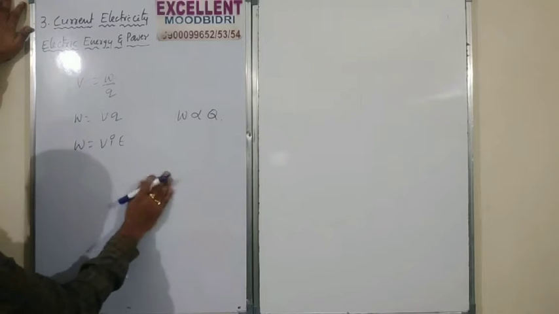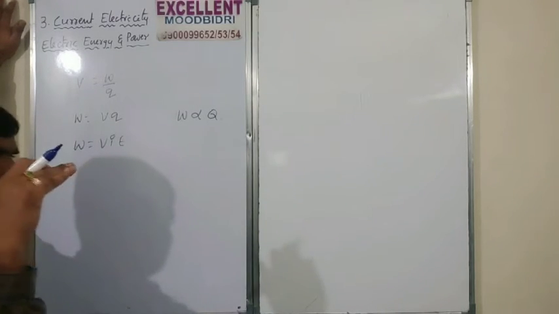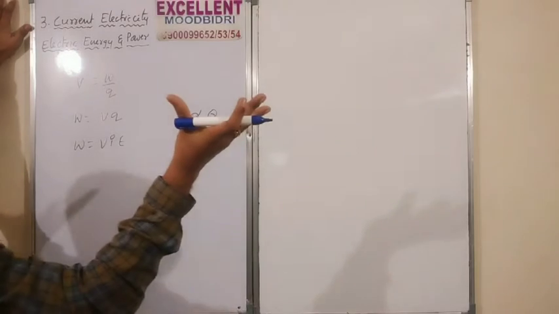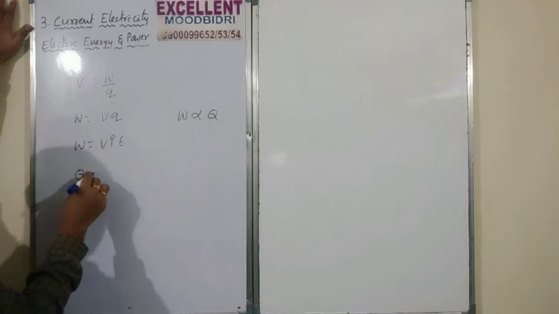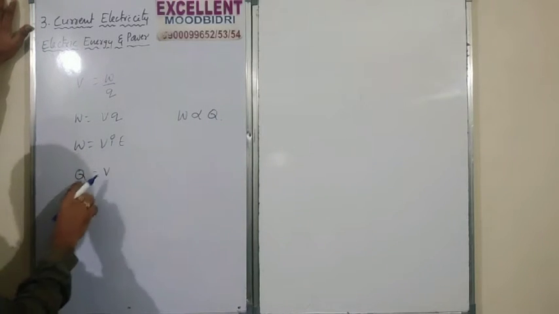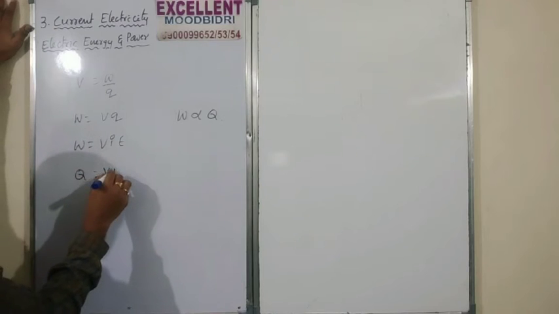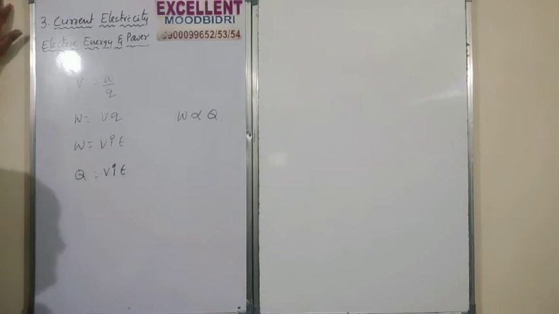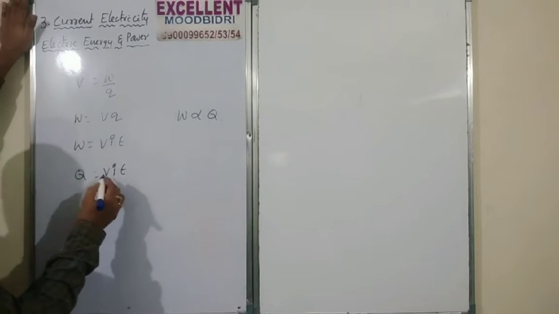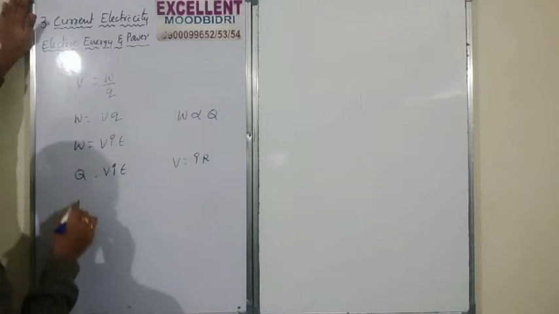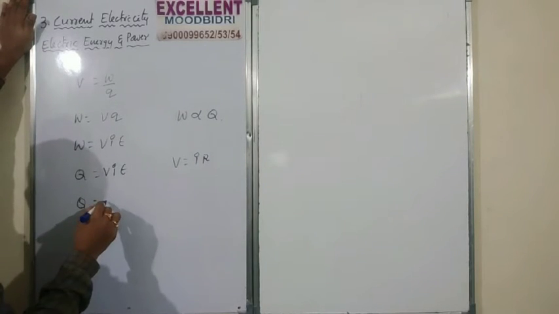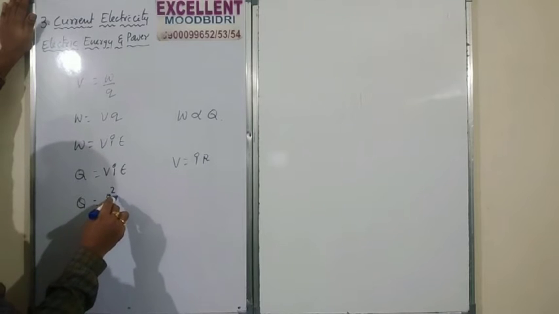So the current is flowing through the conductor, it produces heat energy. That means that is thermal energy. So instead of W we will consider Q, W is equal to Q, W is proportional to Q. So Q is equal to VIT, thermal energy. The electrical energy is given as thermal energy. So now you can observe here, according to Ohm's law, V is equal to IR, we know. Correct? So Q is equal to I square into R into T.